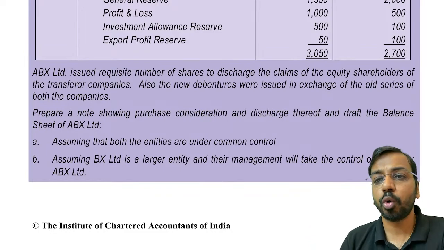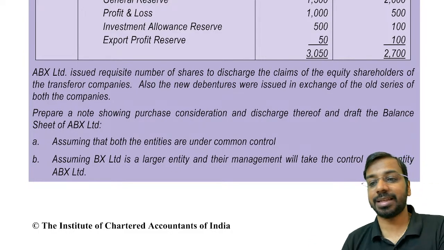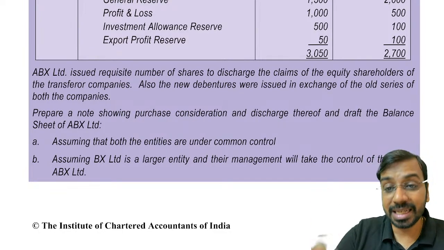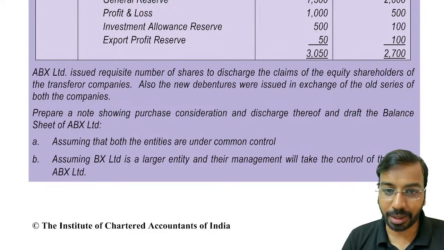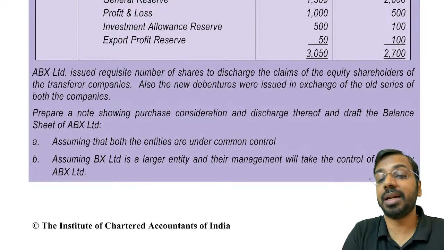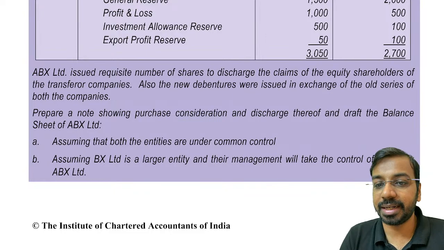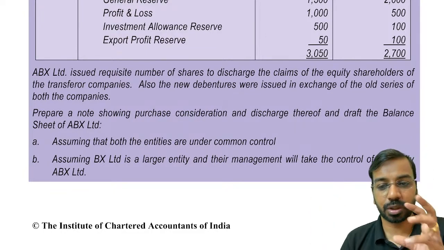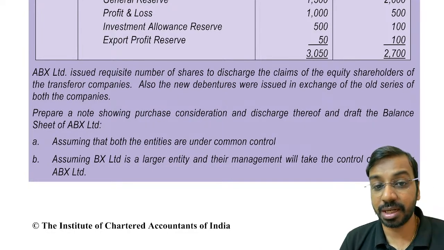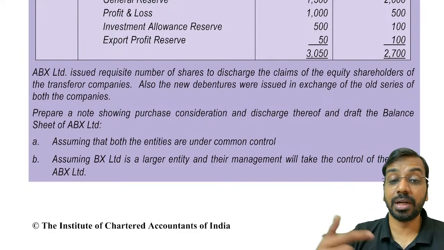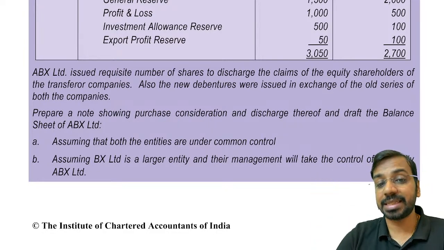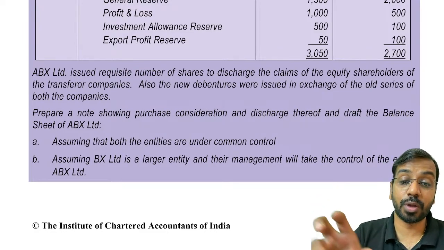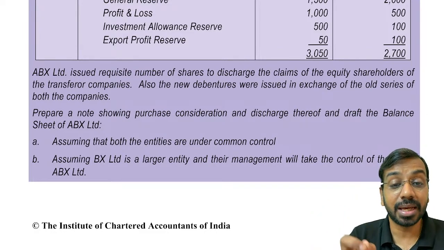So legally, who is acquiring? Legally, ABX is acquiring. Whoever issues shares legally acquires the other companies. But BX is the larger entity, and BX will take the control of ABX Limited. So think of it. Actually, ABX is issuing shares, but for accounting purposes, we'll assume that BX is the accounting acquirer. Substantially, BX has to do the accounting for acquisition. Hence, BX is the acquirer.